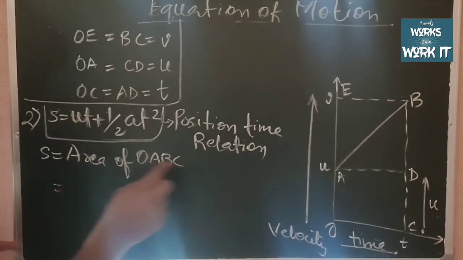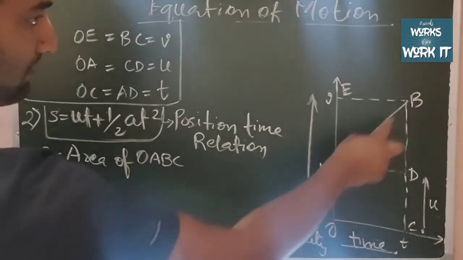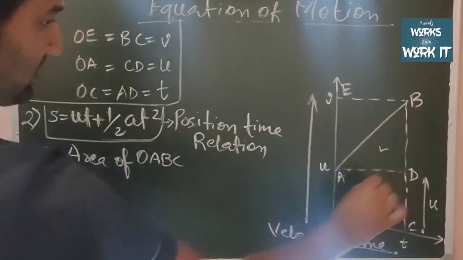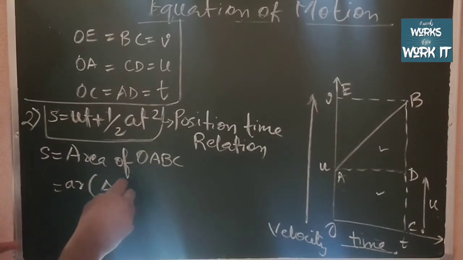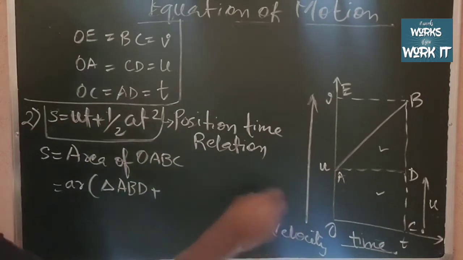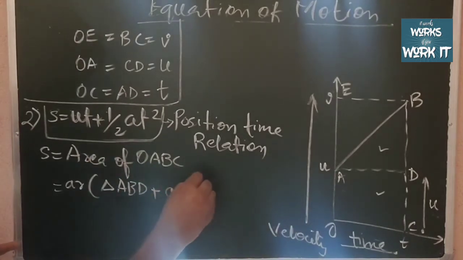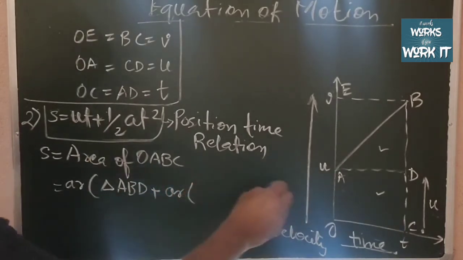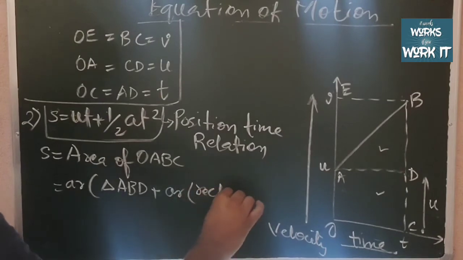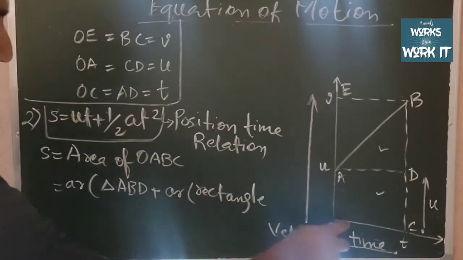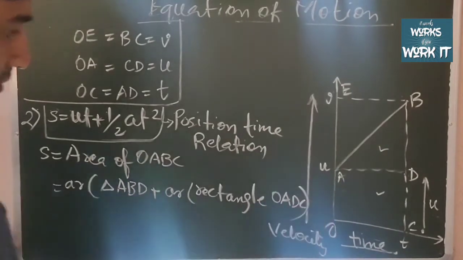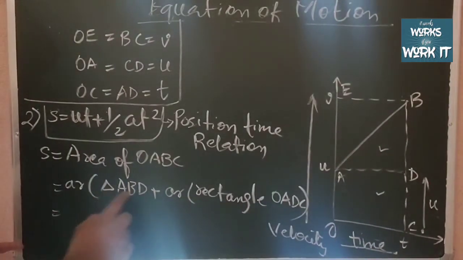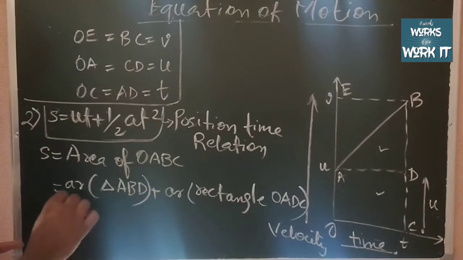So area of OABC is equal to, if you see here, there are two parts in OABC. One is the triangle and the one below is the rectangle. So if you find out the area of triangle ABD plus the area of rectangle OACD, we can find out the area of the quadrilateral OABC. So we have written the area as S.